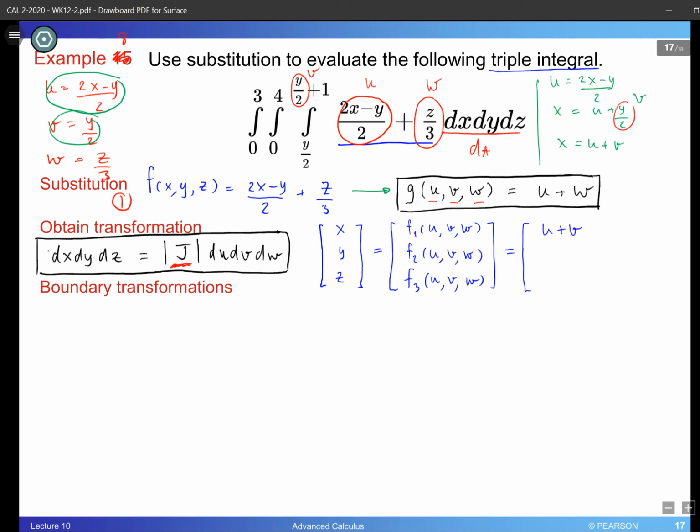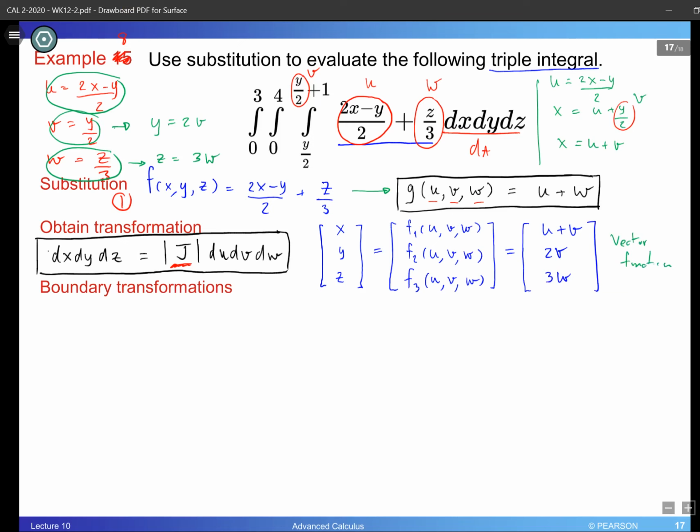What about f2? y in terms of the new variable. Looking at this, I can just move 2 to the other side. I have y equal to 2v. That's it. That is f2: y equal to 2v right here. This one is easy. So f3, z in terms of the new variables. Looking at this, I can see that z is equal to 3w. z in terms of the new variable. z equal to 3w. So there you go, we have the vector function connecting the original variables and the new ones. The vector function that we need for the Jacobian.